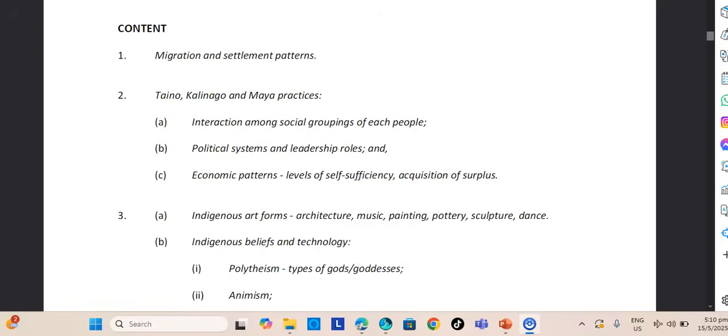Now let's look at the social grouping of the Kalinagos. Now the Kalinago society was semi-egalitarian with some distinctions based on gender, skill, and achievement rather than strict hierarchical positions. So their key social roles in the Kalinago society were warriors. They were central to society, mostly men trained for warfare from a young age.